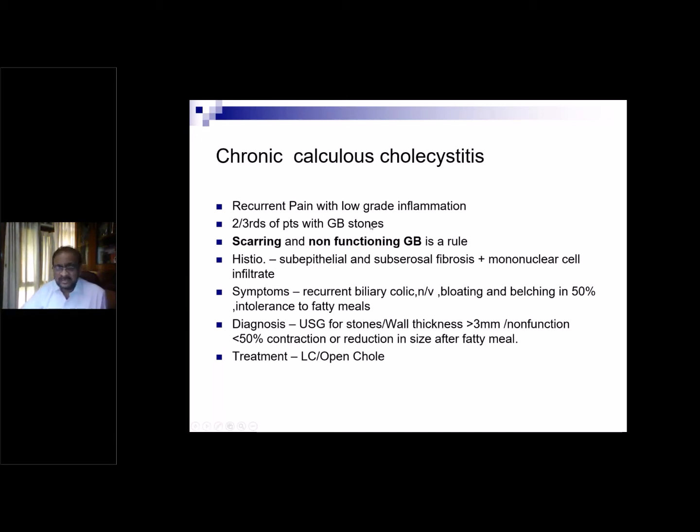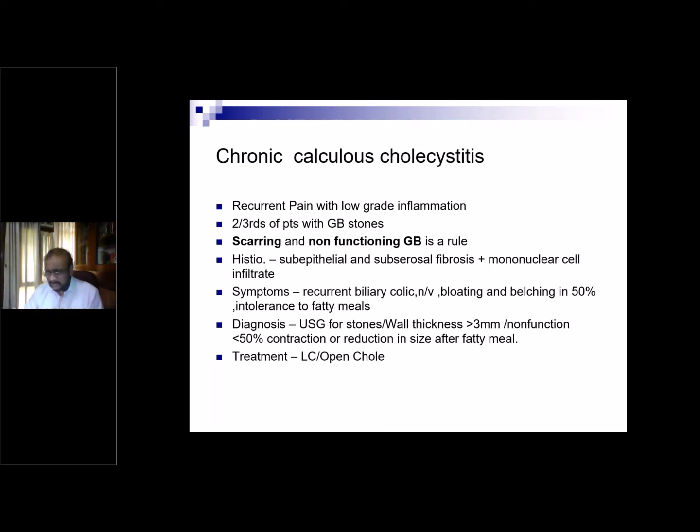Scarring and a non-functioning gallbladder is the rule. That is the rule. Why? Because here you've got a fibrotic and shrunken gallbladder, often to an extent that it's only about an inch or less. We have seen gallbladders less than an inch, and it's very difficult to say this is the gallbladder. Histopathologically, what do you find? Subepithelial and subserosal fibrosis with mononuclear cell infiltrate.